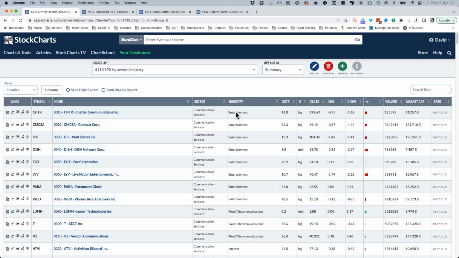Once I run the chart list, I click on the industry tab first, and then on the sector tab. What that basically does is it sorts first on the industry and then sorts the industries within their sectors, which means every week I start with Charter Communications, which is the first stock in the entertainment group within the communication services sector. Alphabetically on our platform, those are the top of the list, so I always start with Charter. That's sort of the starting point.